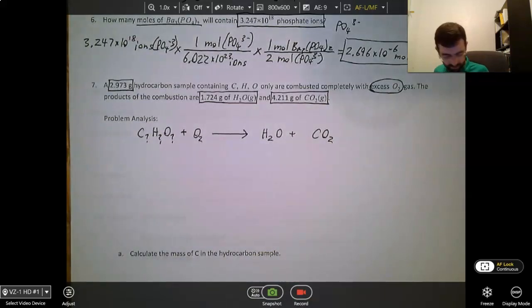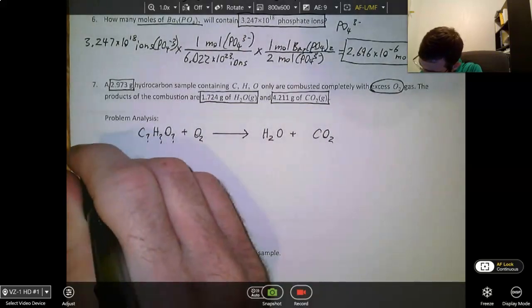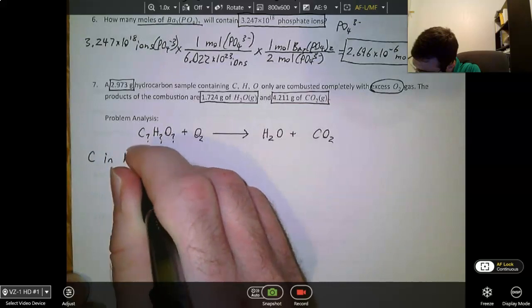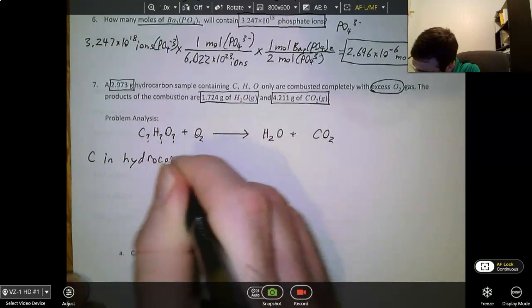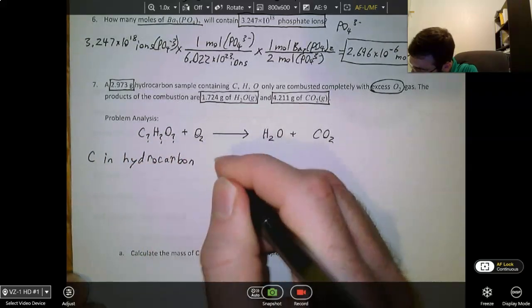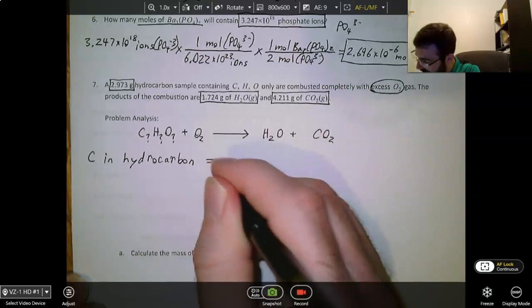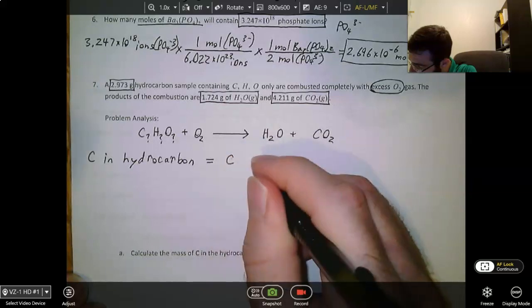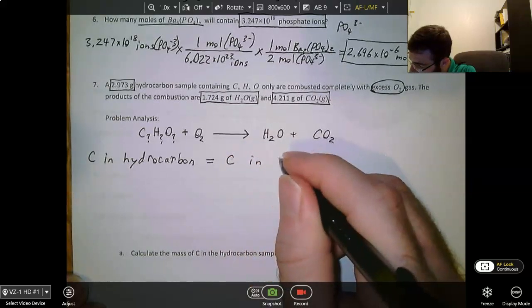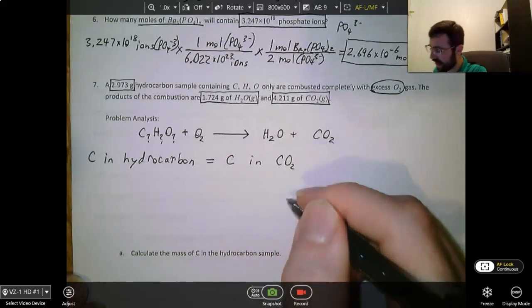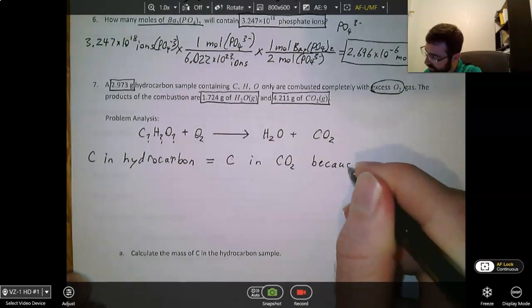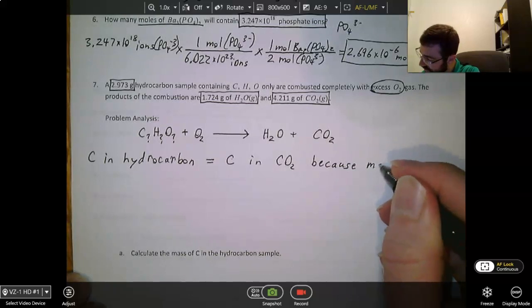But what I can tell you is that the carbon in the hydrocarbon has to be equal to the carbon in CO2 on the other side, because mass is conserved.